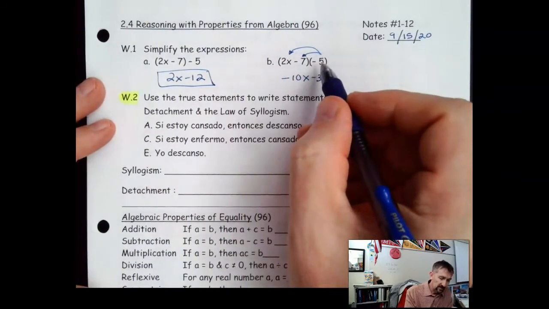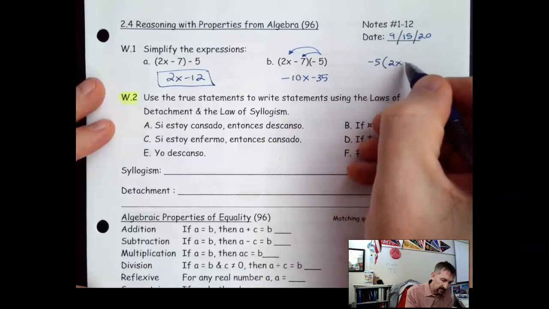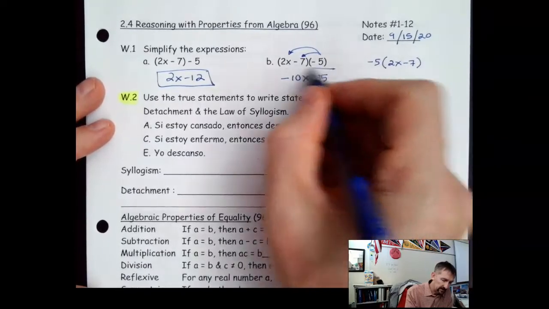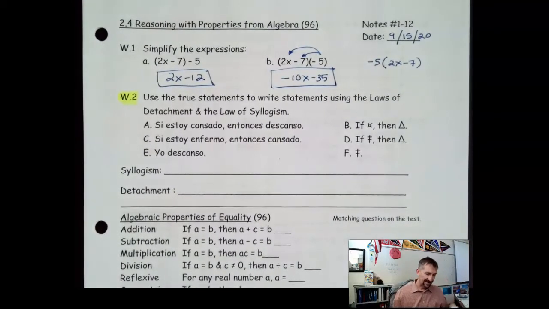And like I said, the way we normally would have that is we would normally have that as negative 5 in front, like this. But all right, so laws of detachment and the law of syllogism.